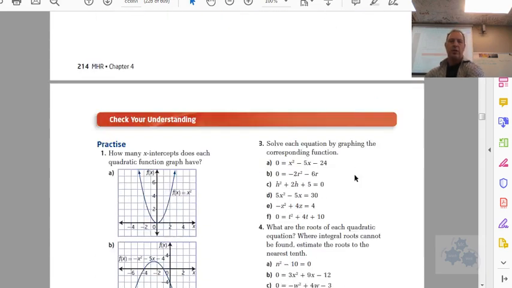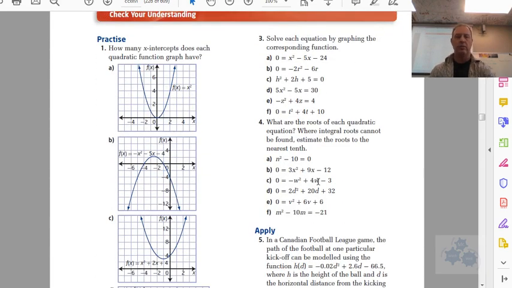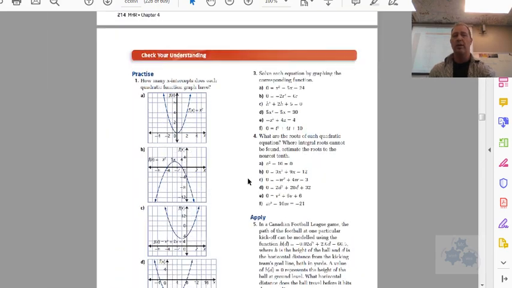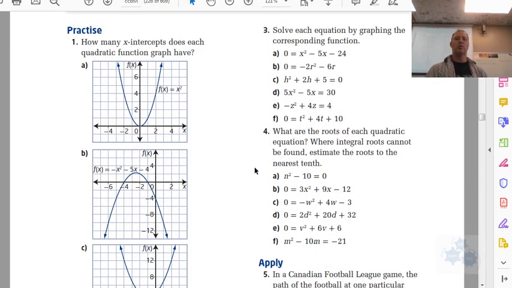So I asked you to get a start on questions 1. I think I just said question 1, but I wanted you to take a look at question 2 as well. But in question 1 it says, how many x-intercepts does each quadratic function graph have? Well, here it appears that this graph touches the x-axis at one spot, and so there would be one solution here. And it looks like the solution would be x equals 0. So if we have y equals x squared, where does y equal 0? Well, when x is 0, because 0 squared is 0. Okay, that would be the solution to the equation.